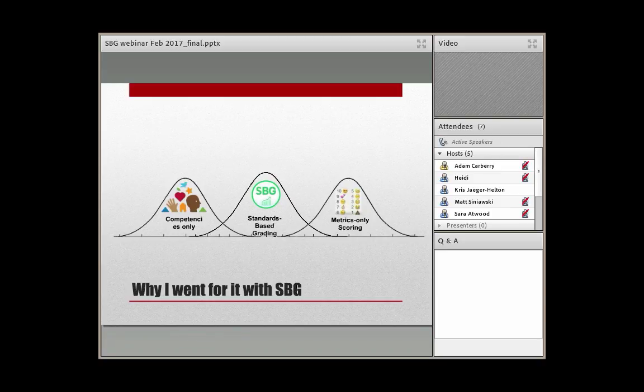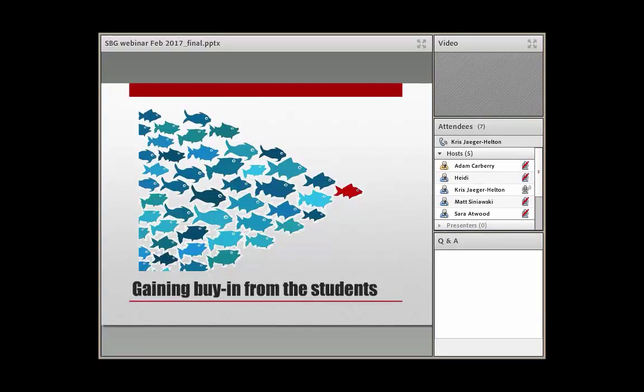So why did I go for it with standards-based grading? Because that seemed to be just right. And so that being said, I thought, yep, this is a pretty good fit. And with a little more investigation, I realized, yes, it's a good fit. And so I moved forward with the standards-based grading approach and trying to move that into my coursework.